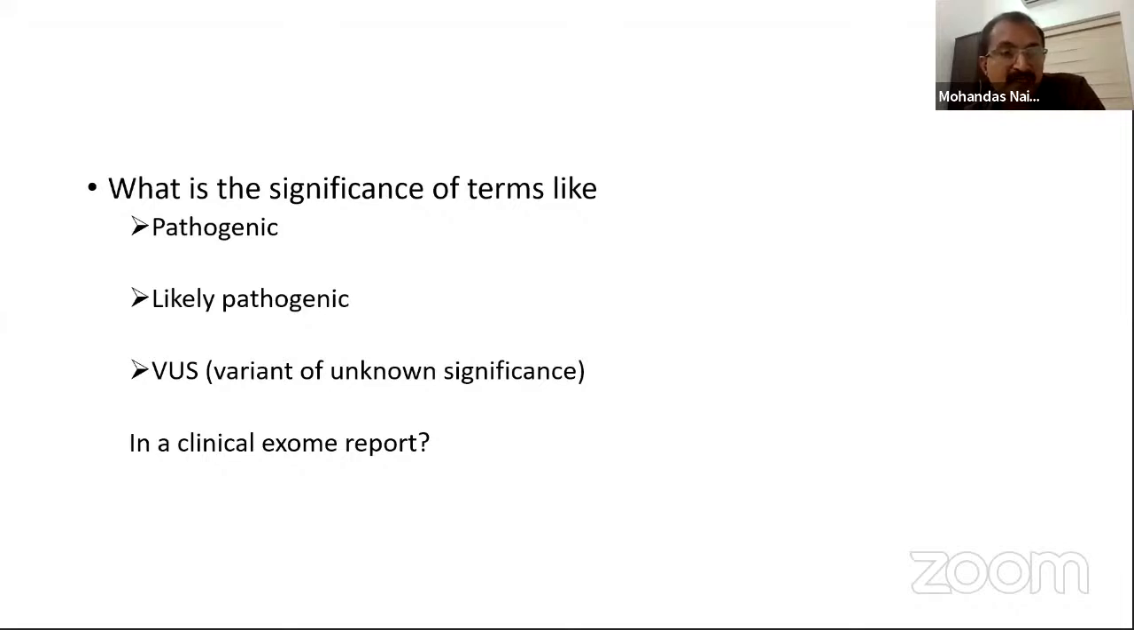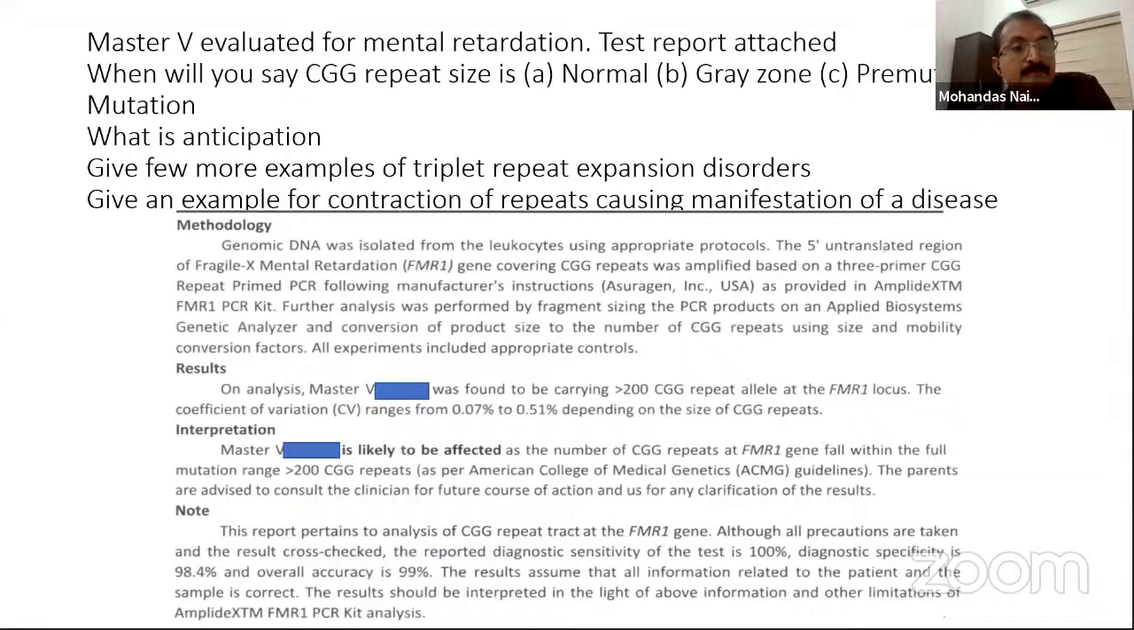And sometimes you may get a report as variant of unknown significance. So here the correlation is still less. So if clinically everything is fitting in with that particular diagnosis, you can give importance to variant of unknown significance. Otherwise, you should neglect that finding. So these are some other points when you interpret clinical exome reports. I hope you might have gone through various clinical exome reports by now.